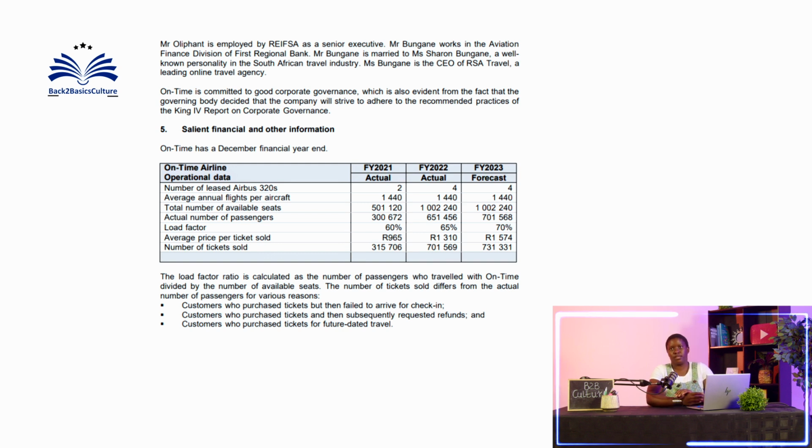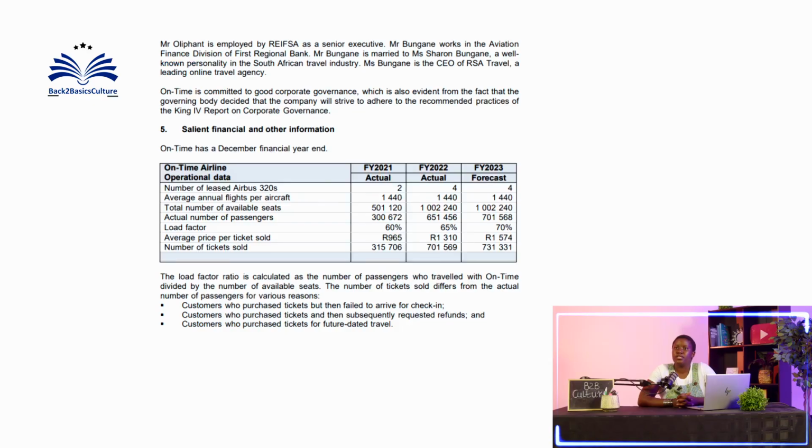Okay, so we see some close connection to someone who is part of an online travel agency and perhaps something that we can use for advertising, right? On-Time is committed to good corporate governance, go figure, right? So that is also a value of theirs. That's something that they pride themselves in.